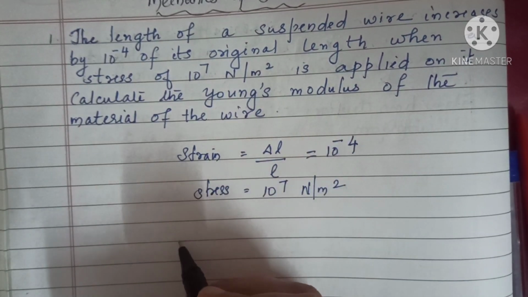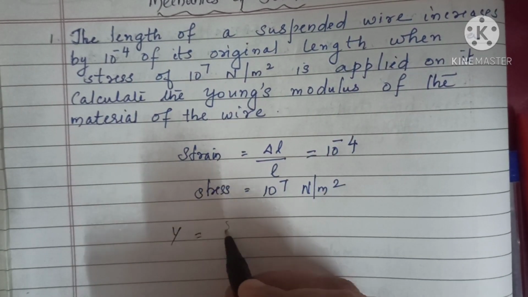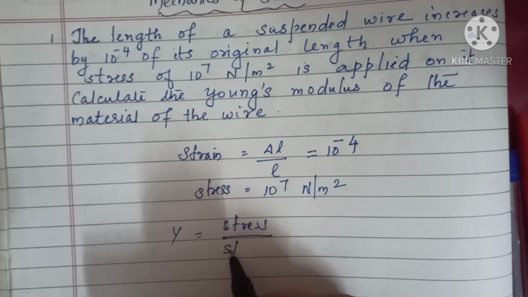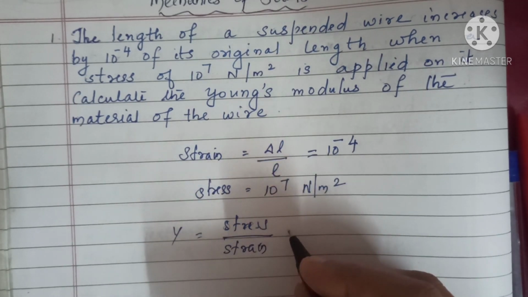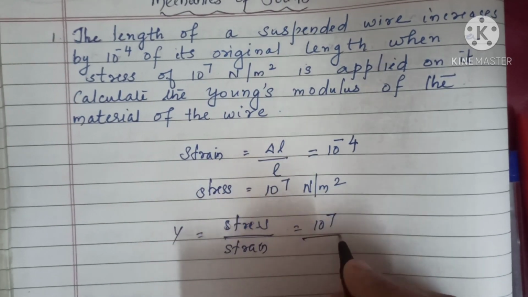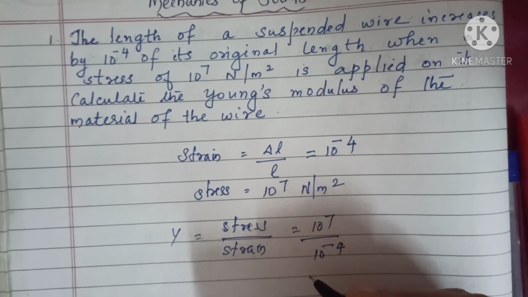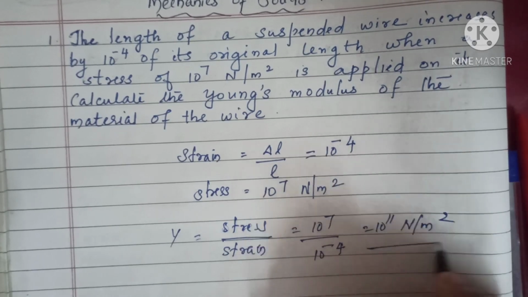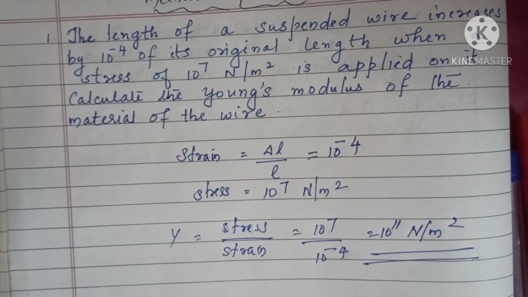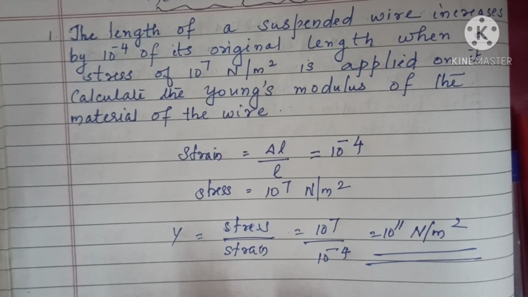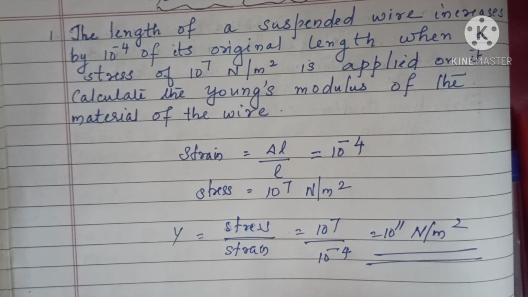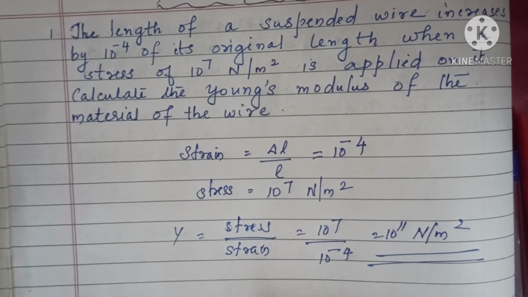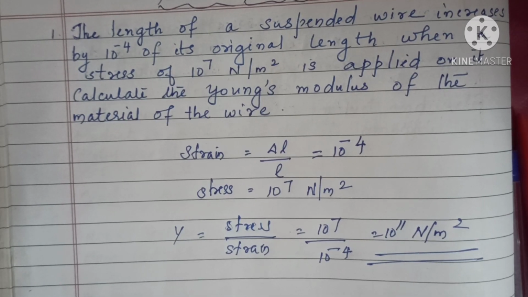Now directly you can find the Young's modulus, which is given by stress by strain. Stress divided by strain, that is 10 power 7 divided by 10 power minus 4. So what's the answer? It is 10 power 11 Newton per meter square. Clear? This is a simple question only because you know the expression as Y equal to stress by strain. Then according to the length, volume, etc., this will change. So we'll move to the next question now.